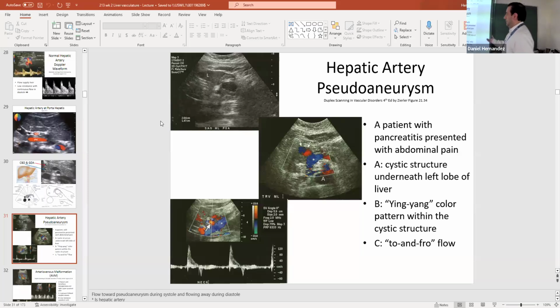And this could be a result, maybe they did a biopsy that they messed up and hit the artery somewhere. Maybe they're doing a liver biopsy, maybe some sort of interventional procedure. Maybe it'd be a result, this was a patient that had pancreatitis. So that pancreatitis, the inflammation of the pancreas, damaged the vessel.